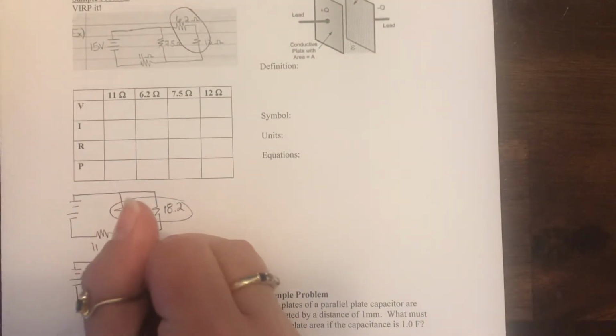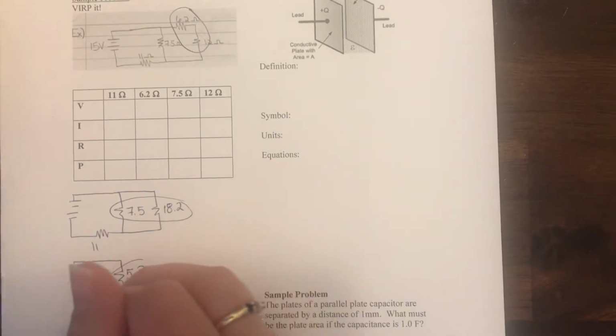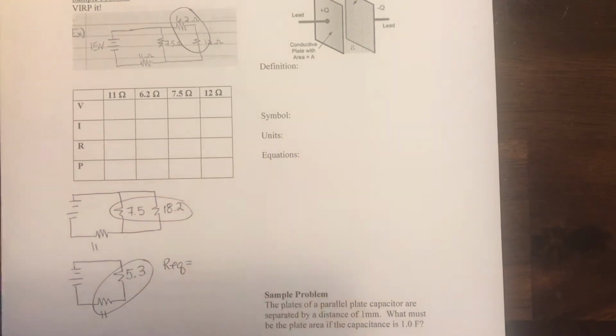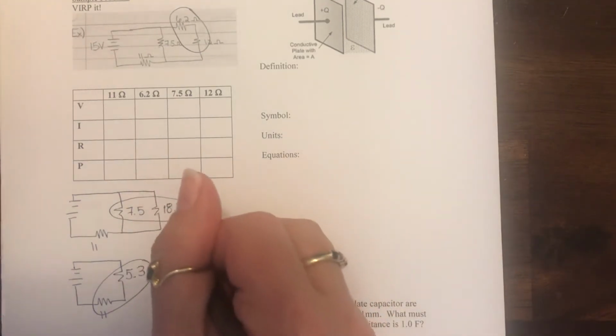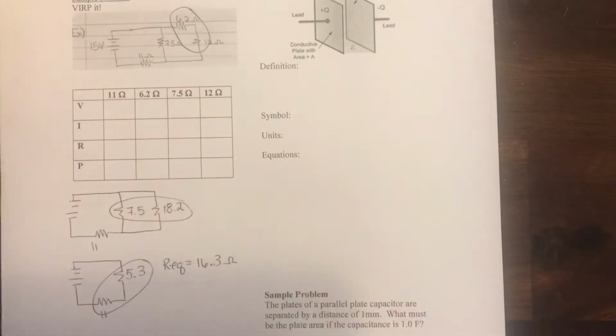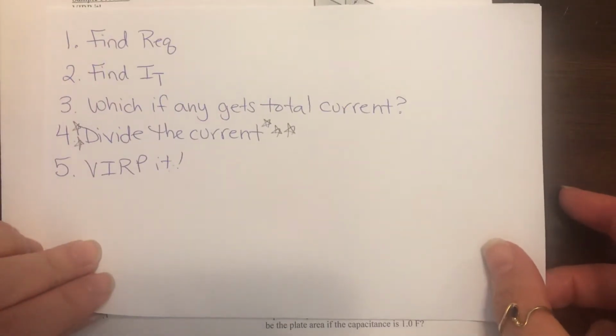So this is 5.3. Okay, so we would find REQ by adding these together. I'm just going to write this down. I think this is a good step here. Saying that 11 plus 5.3 gives me a value of 16.3 ohms. Now you notice that doesn't really go in the table, but that's okay. All right, so step number 1, check.